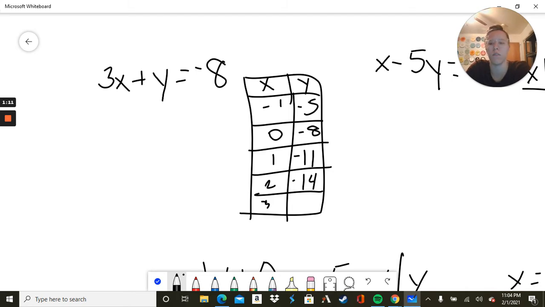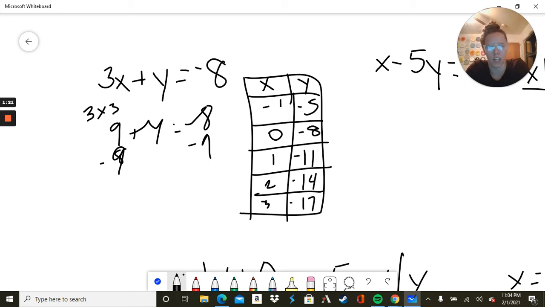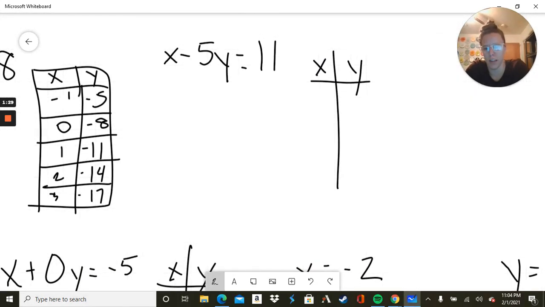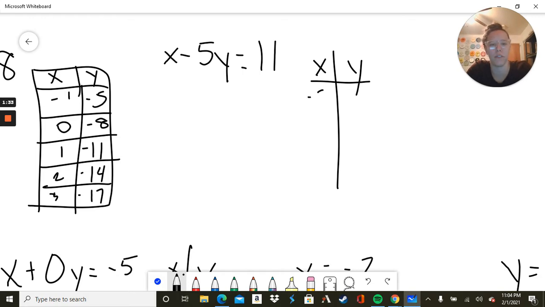And we'll write the last one out. 3 times 3, 9 plus y equals negative 8. Subtract 9, negative 17. We're going to find out our values first, and then we're going to graph, okay? So next, we have x minus 5y equals 11. So let's do negative 2, negative 1, 0, 1, and 2. When you need to do 5, those are usually the easiest ones.